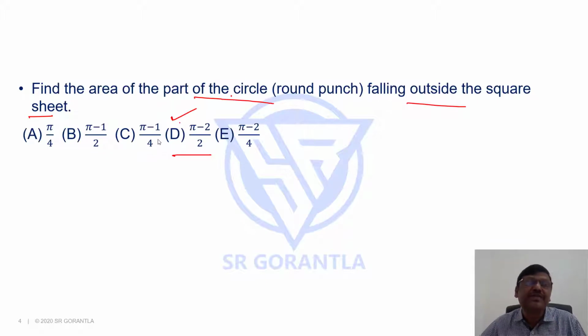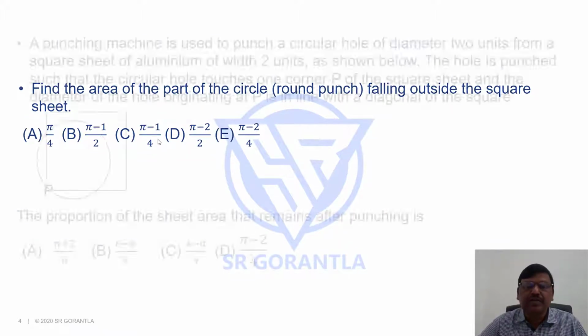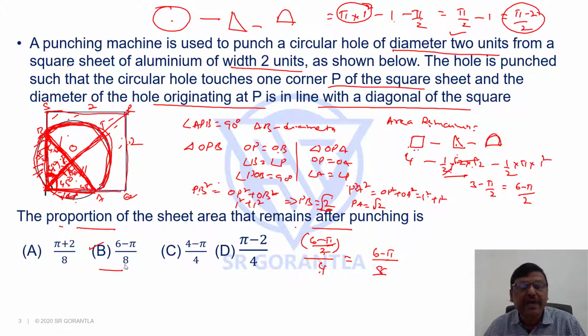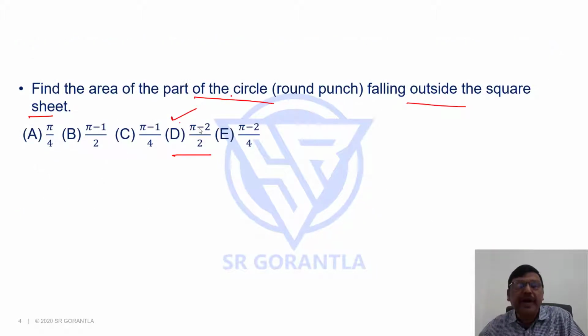So this is a very good question, right? So the first one here, the answer is 6 minus pi by 8. Here it is pi minus 2 by 2.